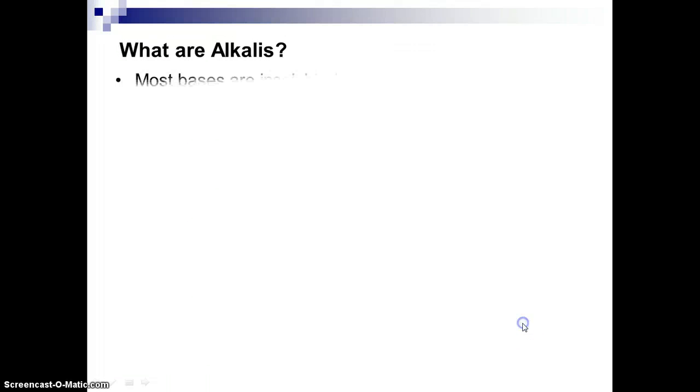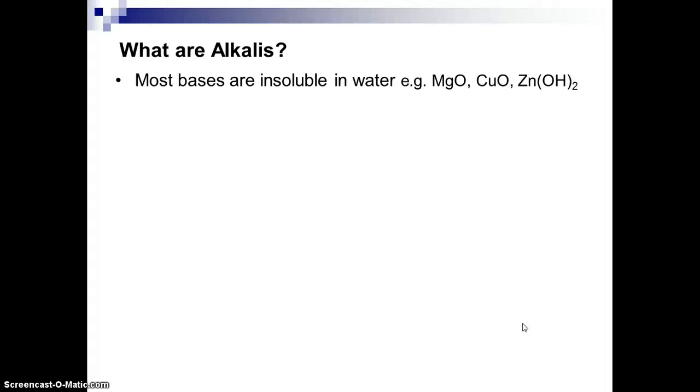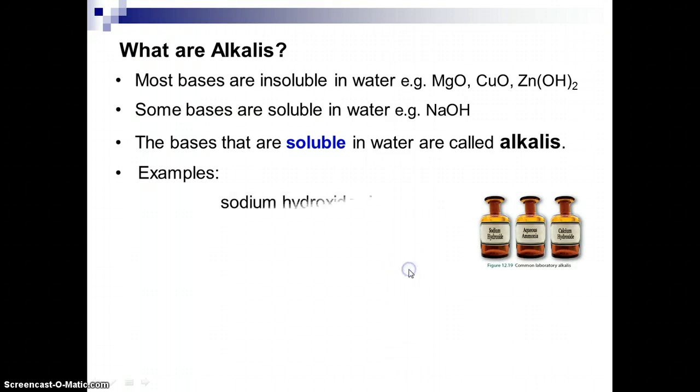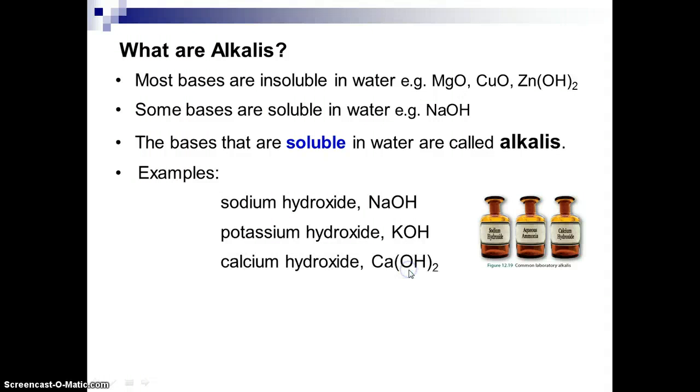What are alkalis then? Most bases are insoluble in water. Examples are magnesium oxide, copper oxide, and zinc hydroxide. But some bases are soluble in water, for example sodium hydroxide. The bases that are soluble in water are called alkalis. Some examples are sodium hydroxide, potassium hydroxide, calcium hydroxide, and aqueous ammonia. These can be found in the lab.